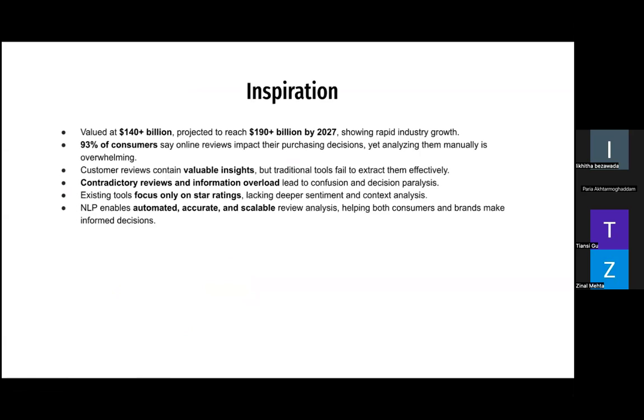So let's talk about the skincare industry, which is rapidly growing, valued at over $140 billion and projected to reach $190 billion by 2027. 93% of consumers rely on online reviews for purchasing decisions, but manually analyzing them is overwhelming. Traditional tools only focus on star ratings, missing deeper insight. Contradictory reviews and information overload often leave consumers confused.